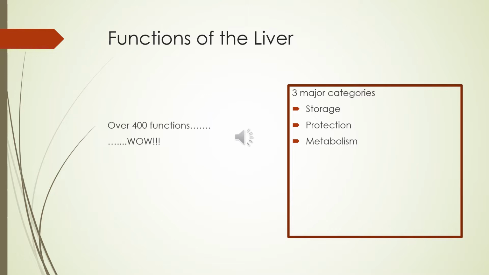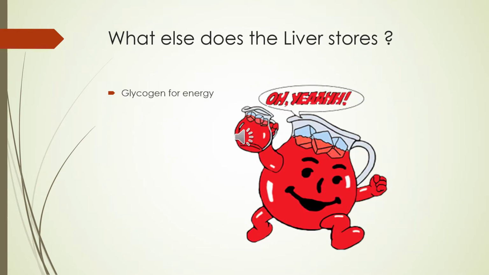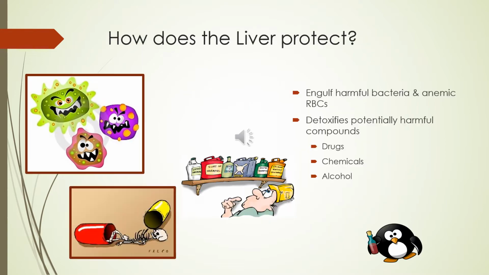So our liver has over 400 functions, but the three main categories that we're going to be taking a look at today include storage, protection, and metabolism. Our liver stores minerals and vitamins such as iron, magnesium, and then our fat-soluble vitamins A, D, E, and K. And our liver also stores the glycogen that we need for our energy.